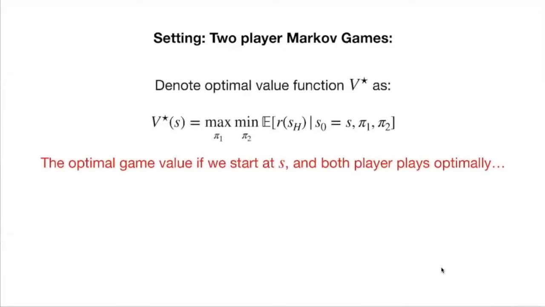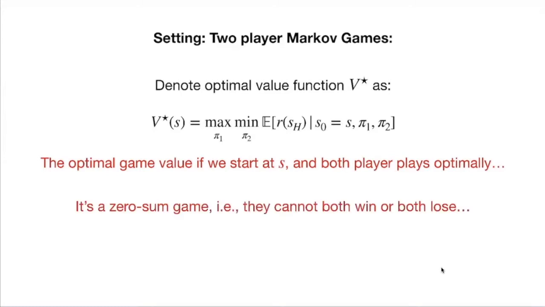Basically this is the optimal game value if you start at S and both players play optimally. Imagine we solve this max-min problem, and both players are using their optimal policy. They start at state S, and what is the expected winning rate for player 1? That's the value V star.